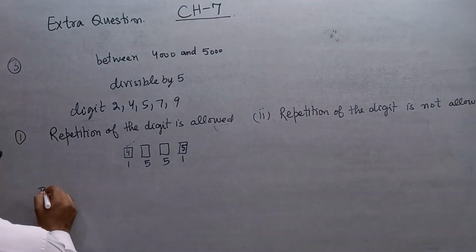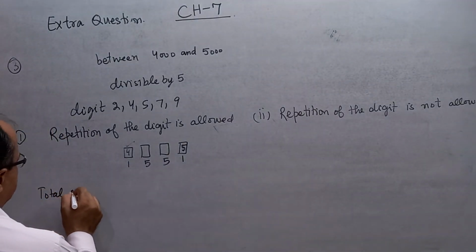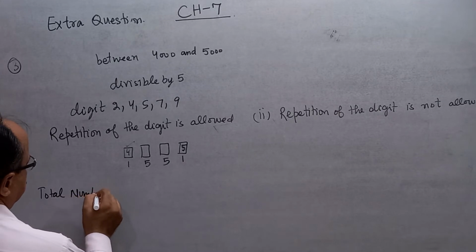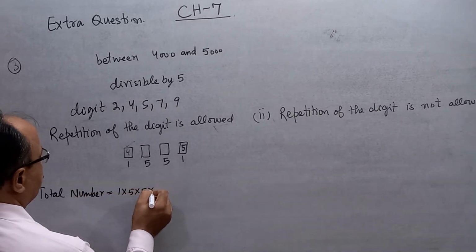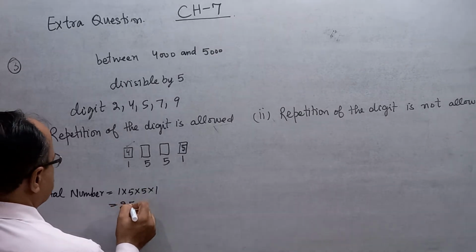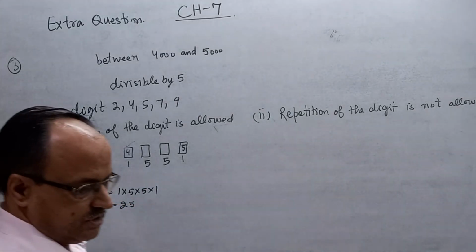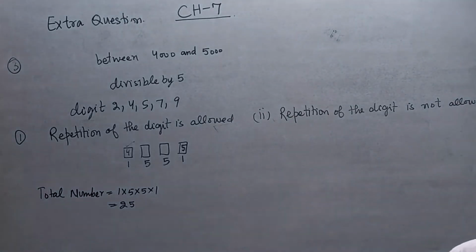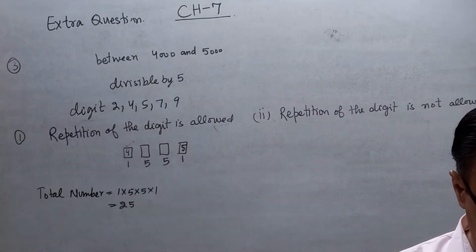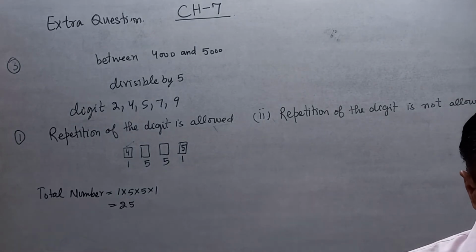So therefore, the total number is 1 into 5 into 5 into 1, that is 25. 25 is the answer in this question if the repetition of the digit is allowed, correct?